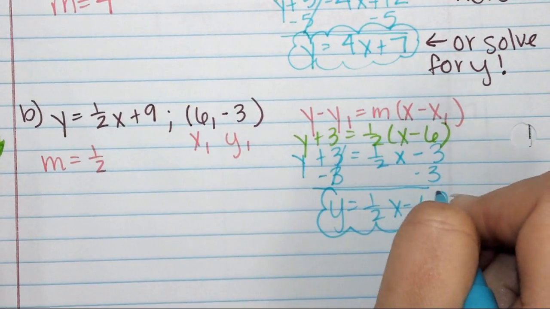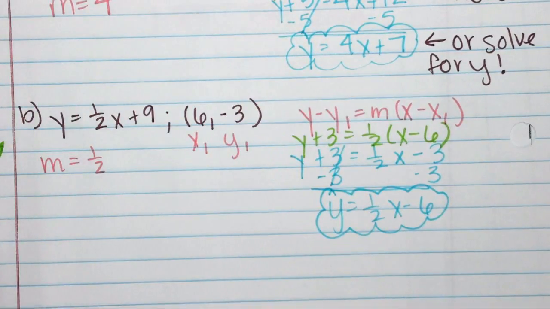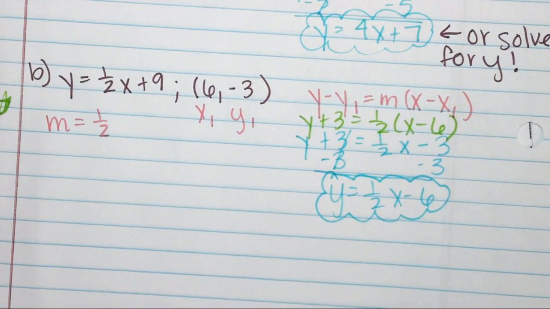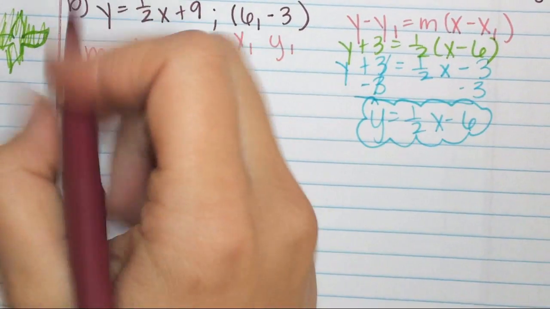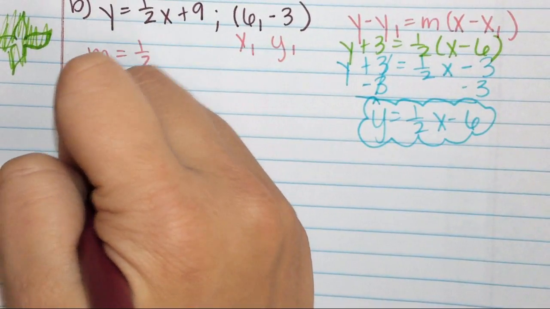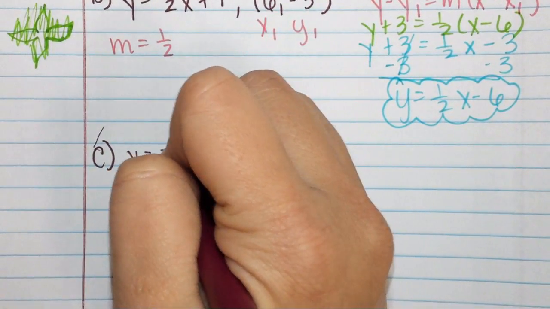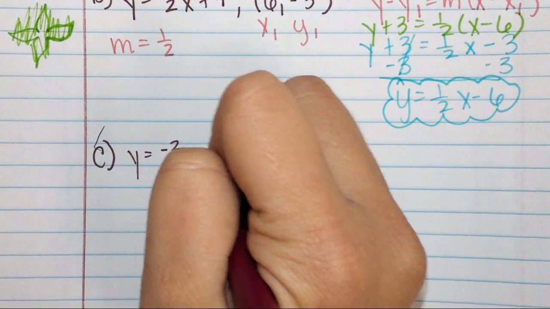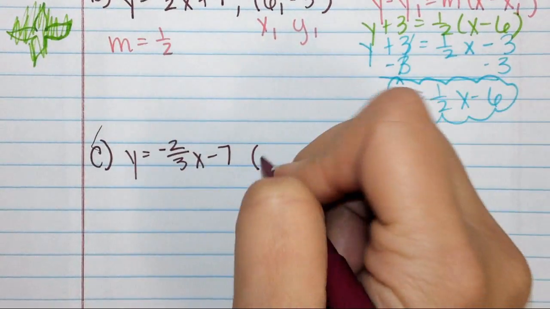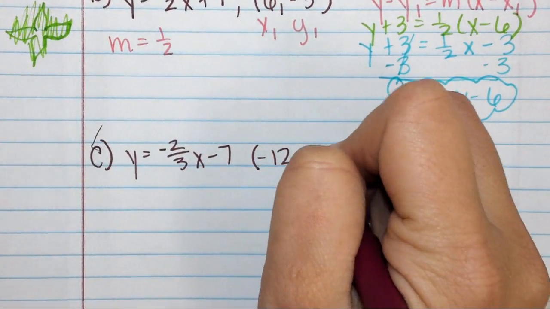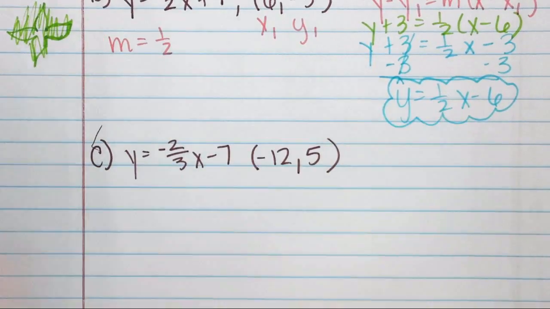Can you try one without me? Hallelujah, praise baby Jesus. C as in potato. I want us to go crazy. y equals negative 2/3 x minus 7, and I want it to pass through (-12, 5). You can do it. Go, babies, go.